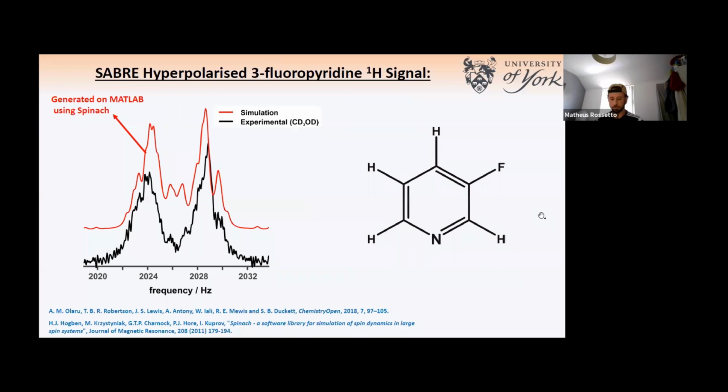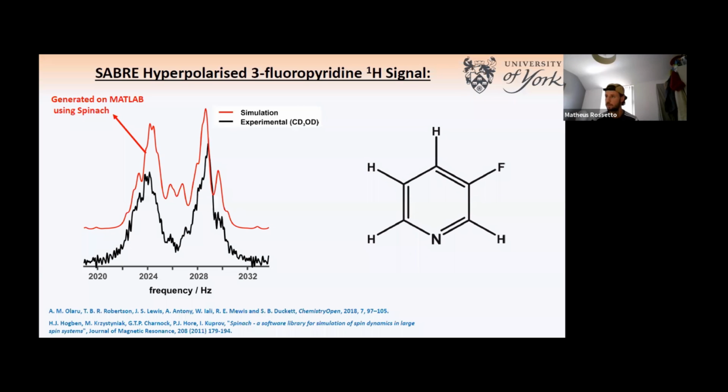Next slide, please. So we started with the 3-fluoropyridine substrate, which is a well-established SABER substrate, and we successfully detected hyperpolarized proton signals showing strong proton-fluorine coupling. However, we did not manage to observe the fluorine signal. This is mainly because the fluorine couples to 4 other protons, and so if this fluorine was being hyperpolarized, there's a very weak and broad signal hidden under the noise somewhere.